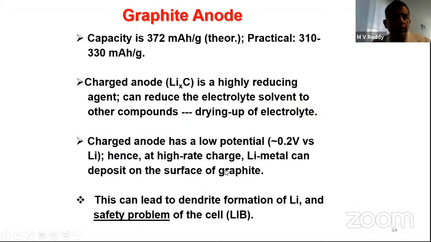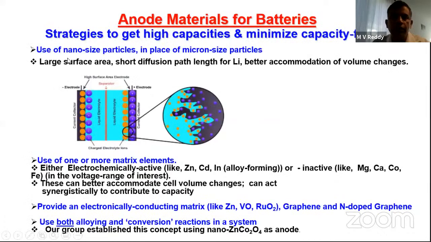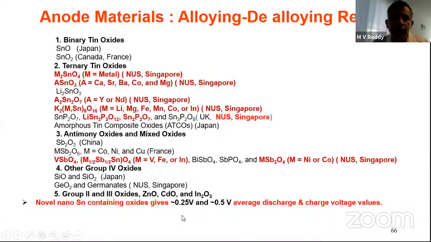Regarding anodes, people have used various types of graphite. Here safety is a big issue due to lithium dendrites. To avoid this, people use nanotechnology, reducing the size by using nano-size materials, followed by the matrix element concept. I'm going to finish within another 2 to 3 minutes.